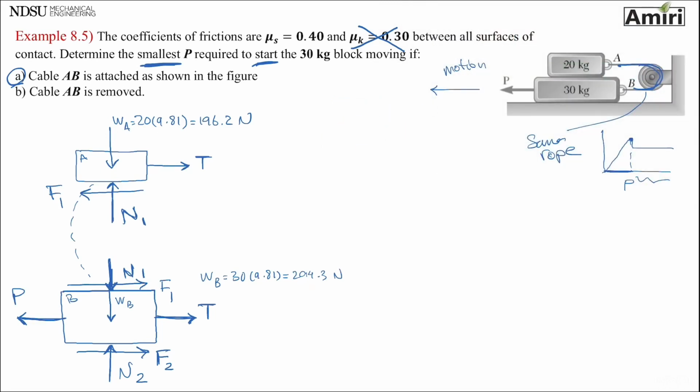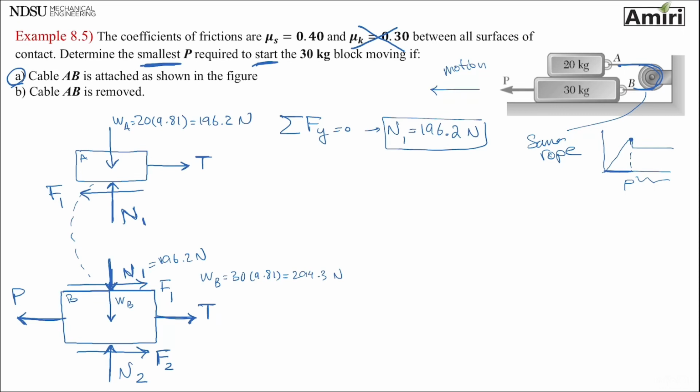Now let's start solving for the unknown. The goal was to find force P, remember. Okay. This one, let me write summation of forces in y equals 0. Then I get N1 being 196.2 newtons. 196.2.